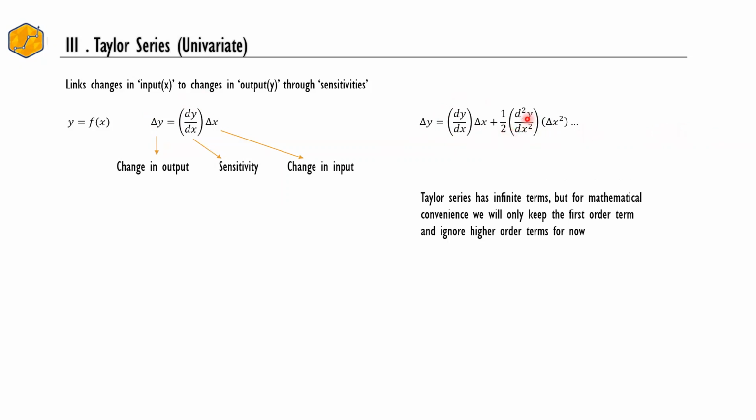So the second term is half double derivative, delta X square. This term comes from square of change in input. Similarly, if you continue, you will get all the higher order terms. For all practical purposes, typically we limit ourselves to the second order term. In our session today, we'll even ignore this. We'll just work with the delta.